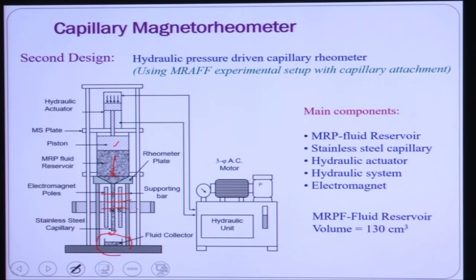At the same time, we know the pressure, how much pressure we have given from the hydraulic unit. So we know the pressure difference, the pressure gradient across the capillary, and we know the volumetric flow rate. If we know these two parameters, we can calculate the yield stress and viscosity of this fluid using the capillary diameter. This MR fluid container contains 130 cubic centimeters of fluid.